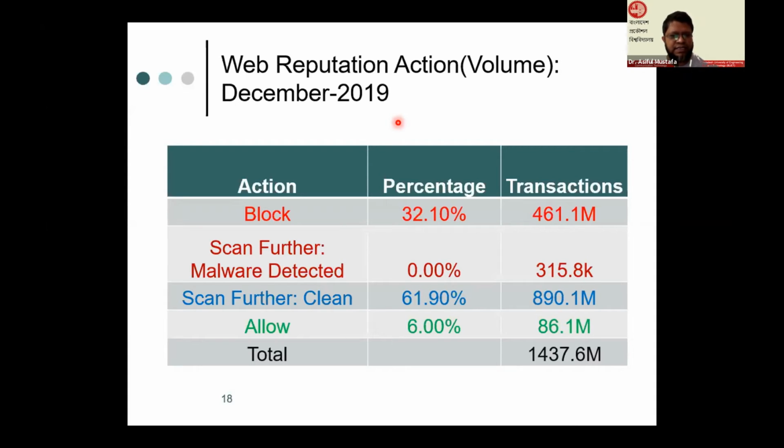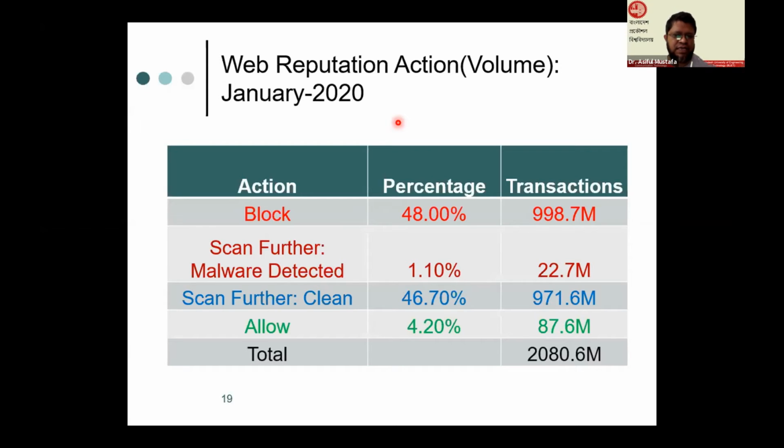In December, we see a similar trend. There is also a similar 32% of blockage. Then in January, we see another rise in the block percentage. We see 48% block, and in total, over 49% of malware is detected and blocked. So as you see, there's a spike from 32% to 49%, right? So we have additional attacks in January.